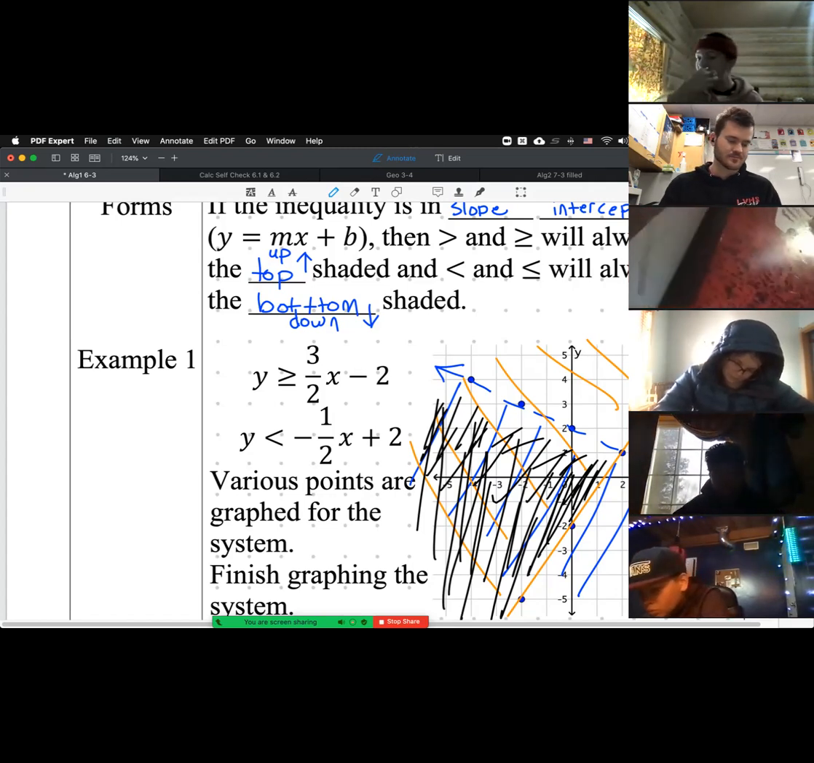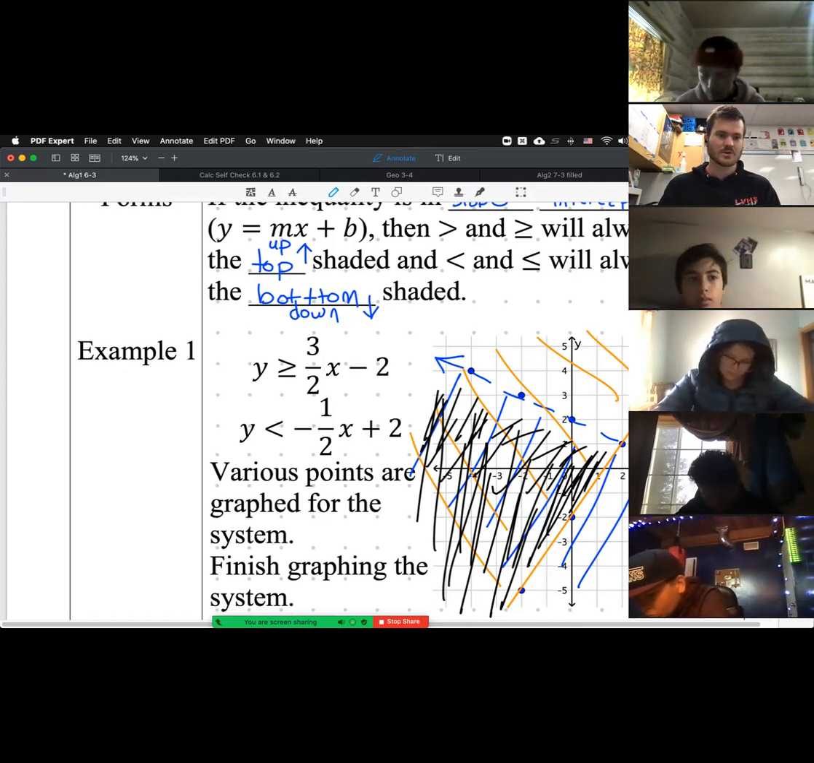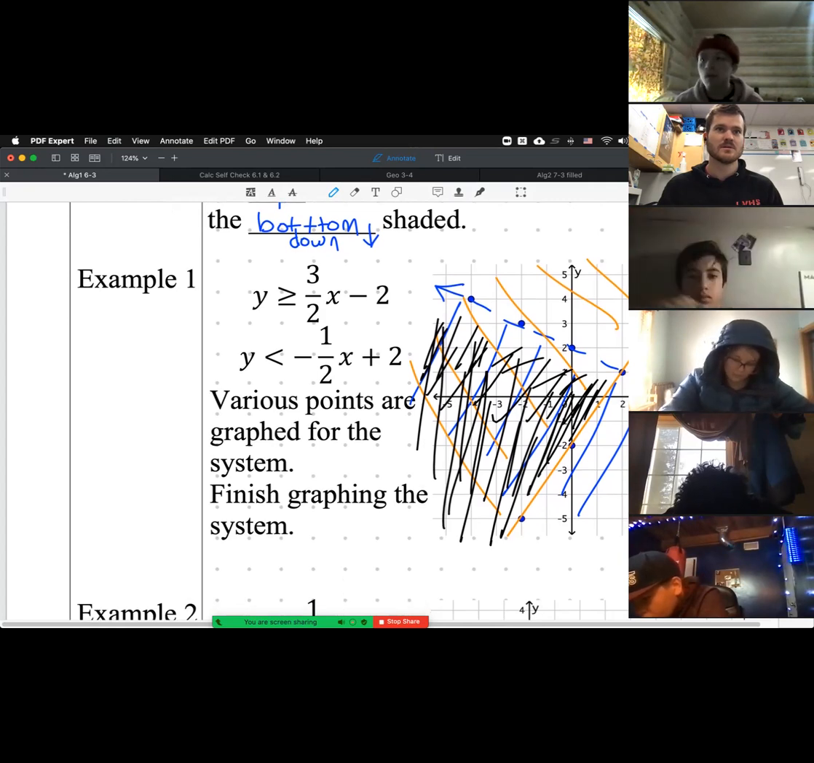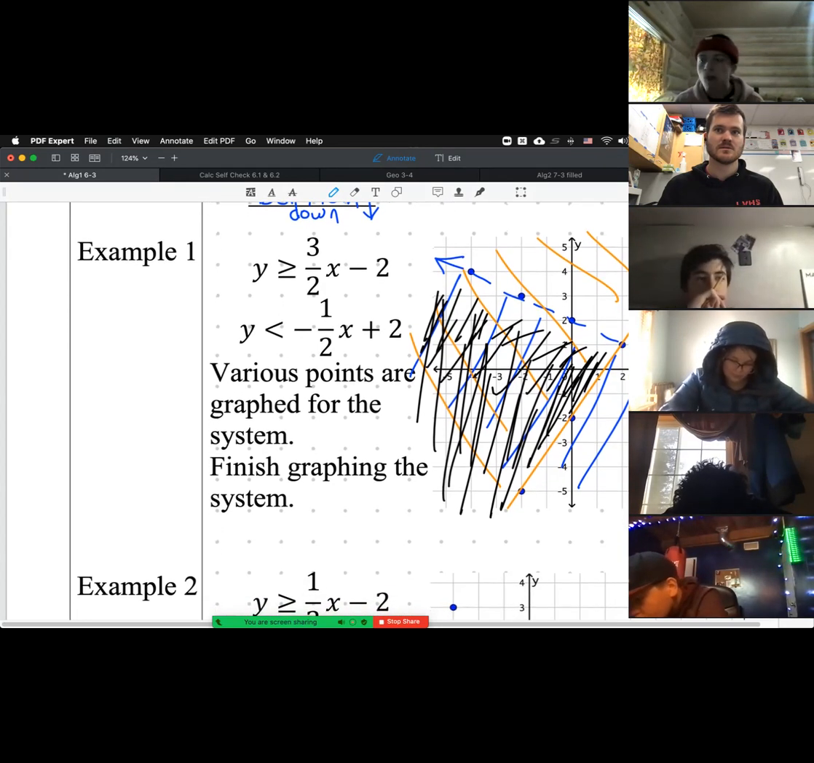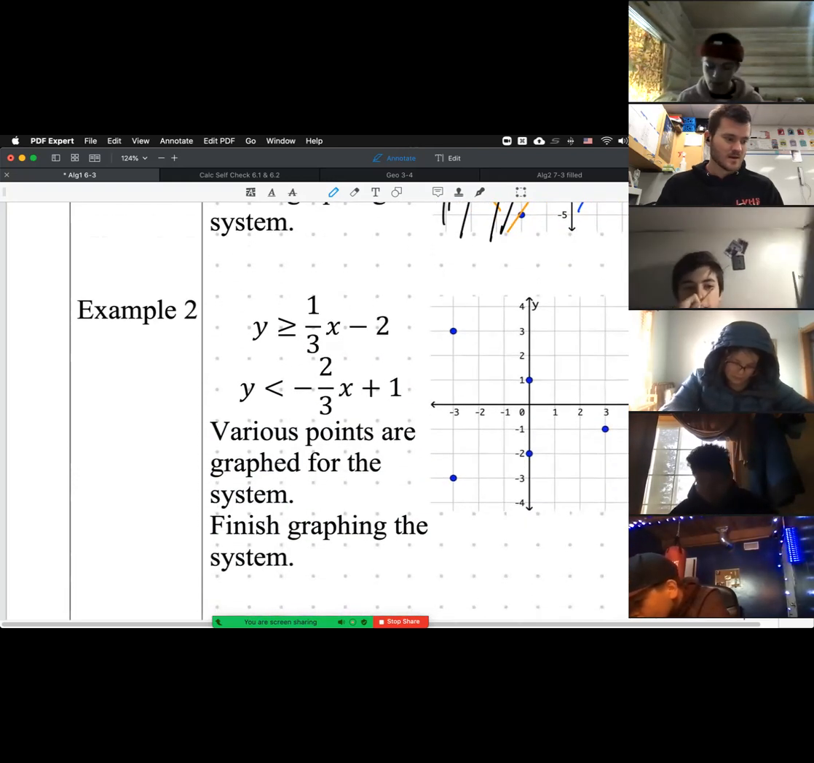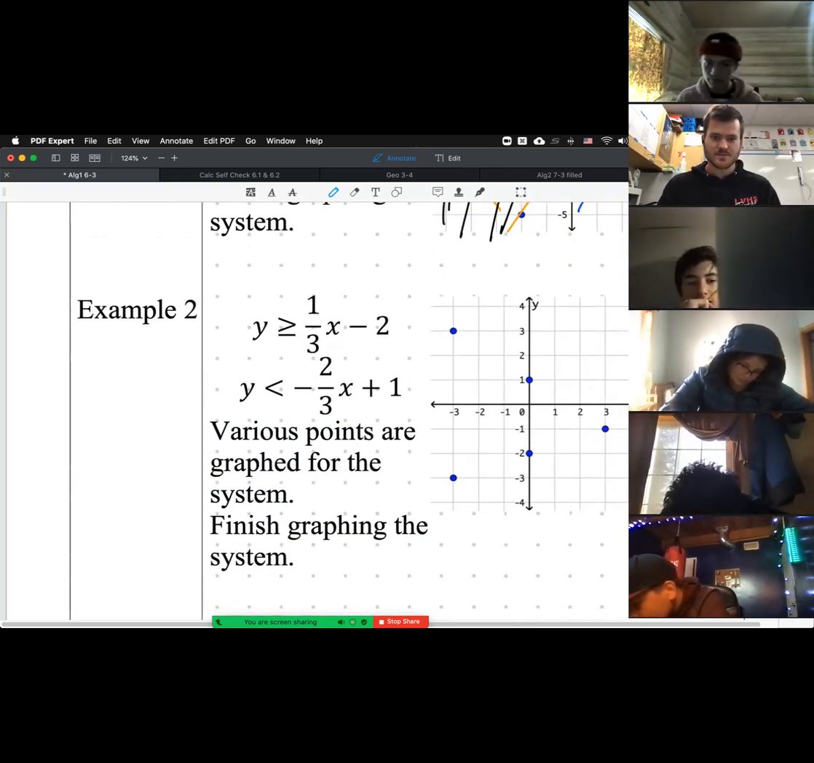Let's try it again. Are there any questions on example 1 before I move on to example number 2? Okay, example number 2. 2 different inequalities.